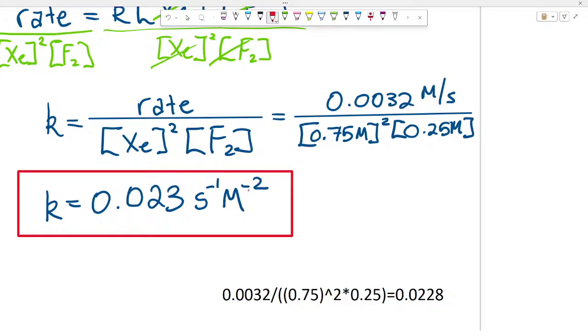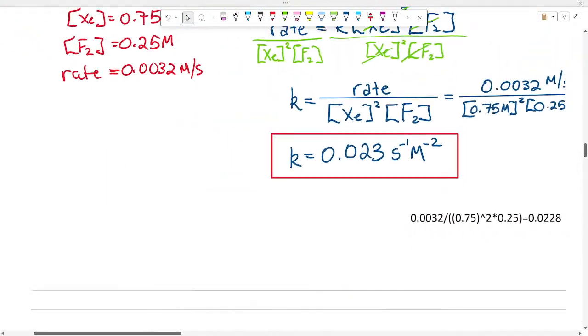That is just a way of saying molar squared on the bottom of the fraction, seconds on the bottom of the fraction. If you preferred to write that as 0.023 over second molar squared, you could do that, but it's clumsy. This is kind of the way you'll typically see units written like that. I want the units to be included. Does that make sense? And you can't assume they will be the same. They will be different depending on the order of the reaction.